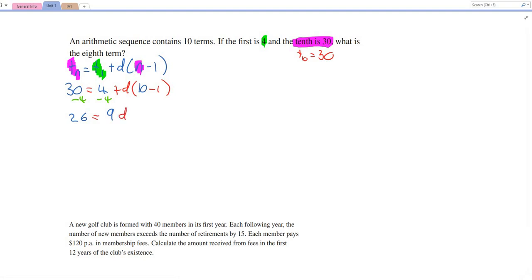23. I get it from my friend. How'd you get it? If you don't have to find an answer, just use it. Yeah, find T8. What's 26 over 9? That's nasty.